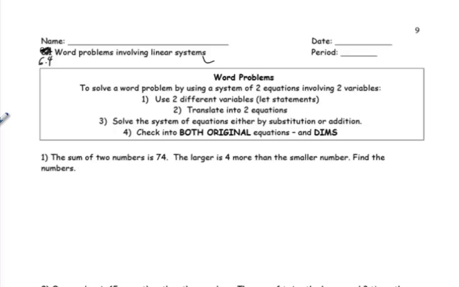Okay, now remember systems, we're talking more than one. So we should have two equations, two variables. Could be more than that, it could be three, but in this we're just going to focus on two.